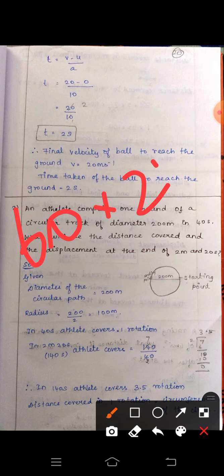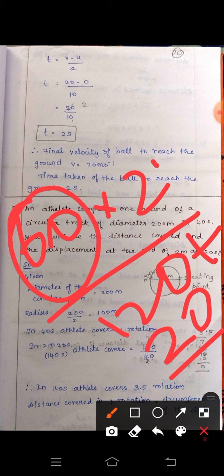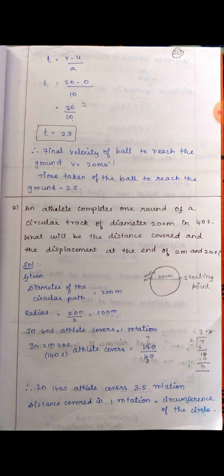So 60 into 1 minute is 60, into 2 is 120, plus we are adding 20 seconds, that is 140. So 1 minute is equal to 60 seconds. They are given 2 minutes. So 60 into 2 is 120. Then they had already given 20 seconds extra. So totally 140 seconds.